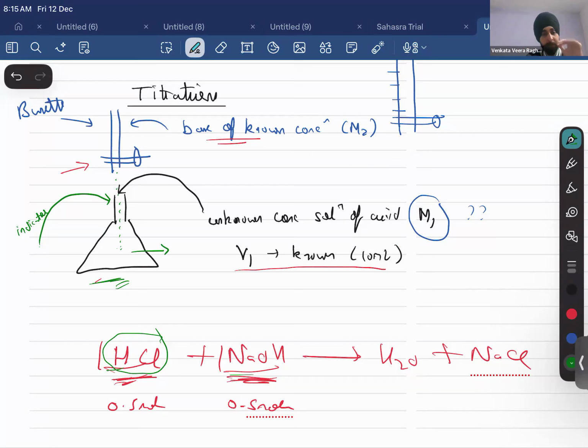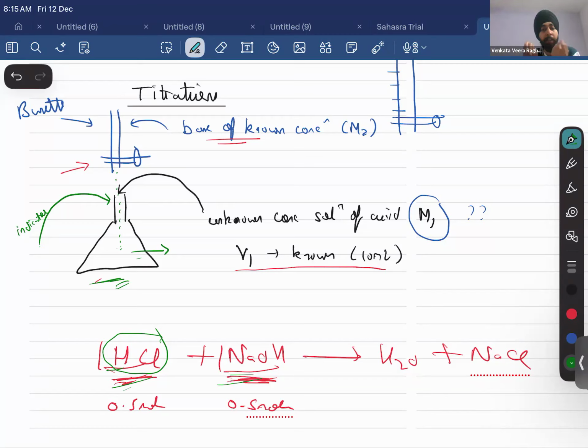Let us assume that your reaction is completed and your HCl is completely reacted with NaOH. I just added one more drop of NaOH and the color of the solution in the conical flask has completely changed. What it was before, it is not that. That is the point that the indicator tells you, where your reaction is completed. So basically, the indicator gives you the idea of the end point.